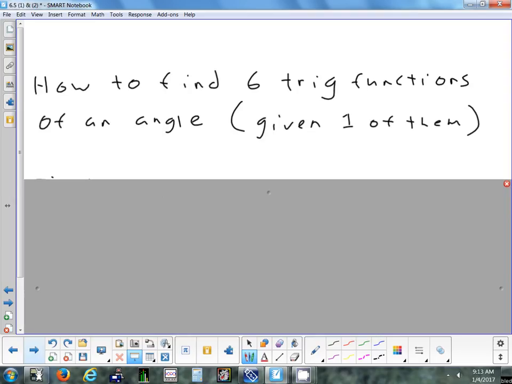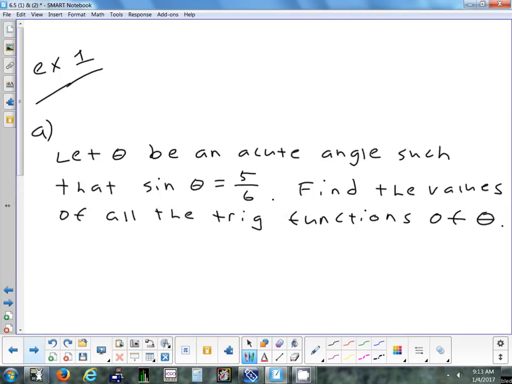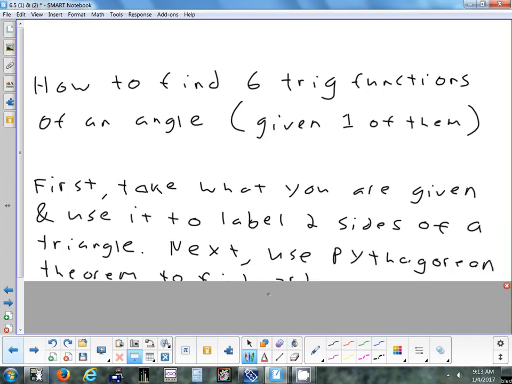All right, so next, we're going to look at a problem like this. Okay, I'm going to explain how to do it. They're going to tell us one of the 6 trig functions. In this problem, they're telling us that the sine of theta is 5/6. So we're going to take that information, and we're going to use it to label 2 sides of a triangle.